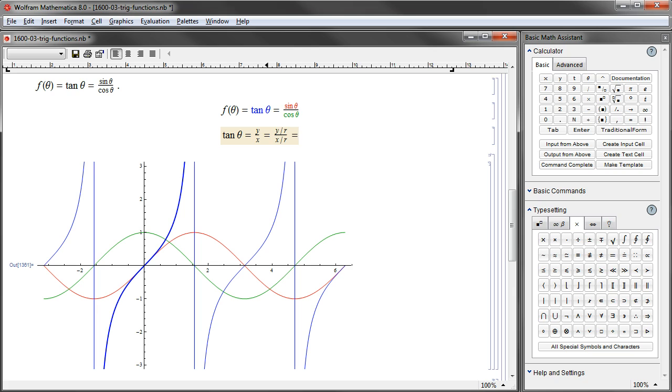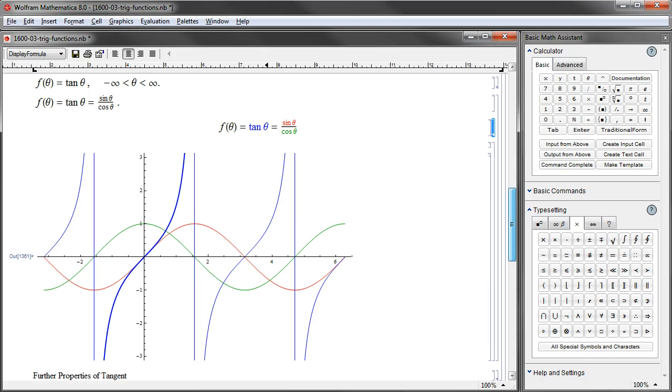Now let's make this observation. What is y/r? That's sine of theta. And what is x/r? That's cosine of theta. Because of that, tangent is sine over cosine. Therefore, the graph of the tangent function is intimately related to those of sine and cosine.